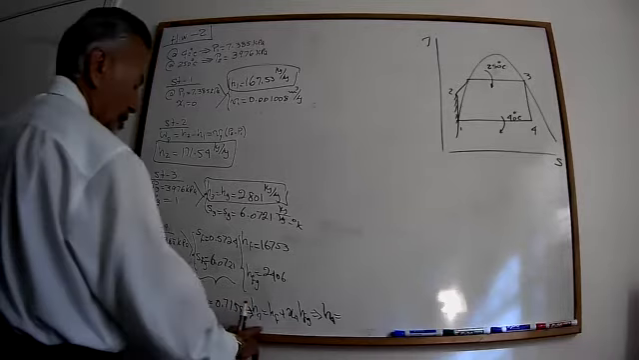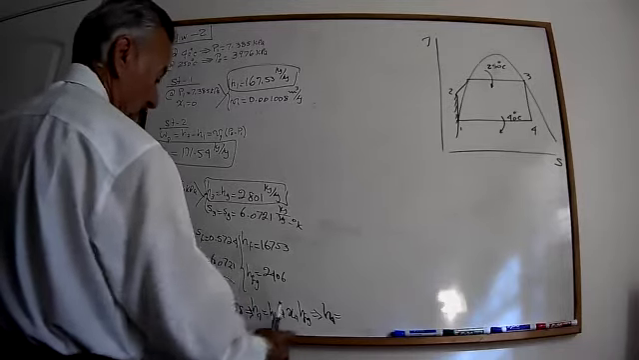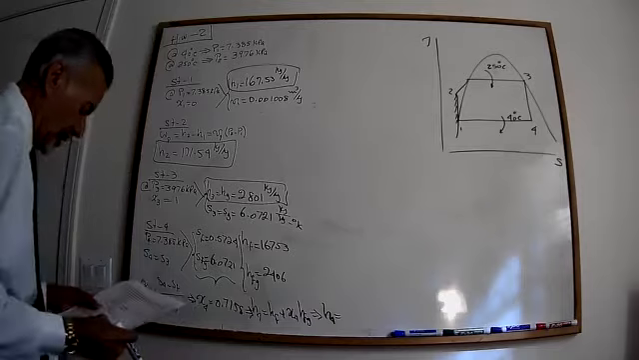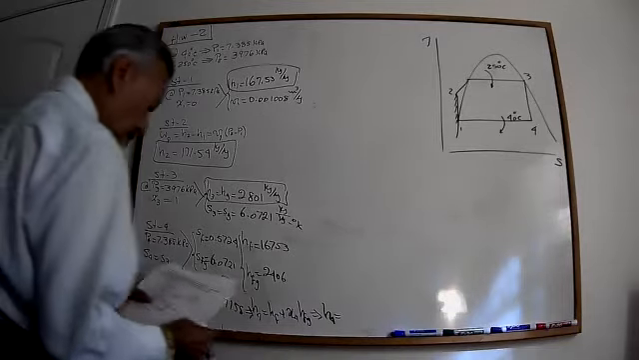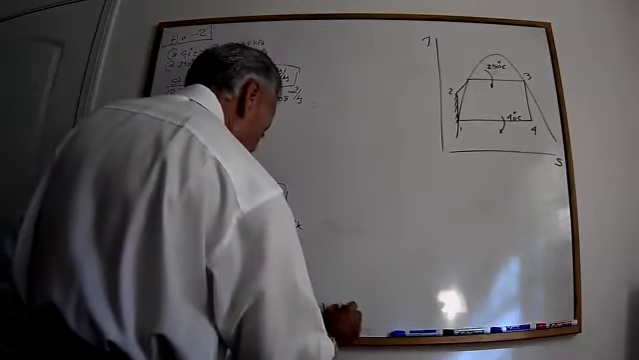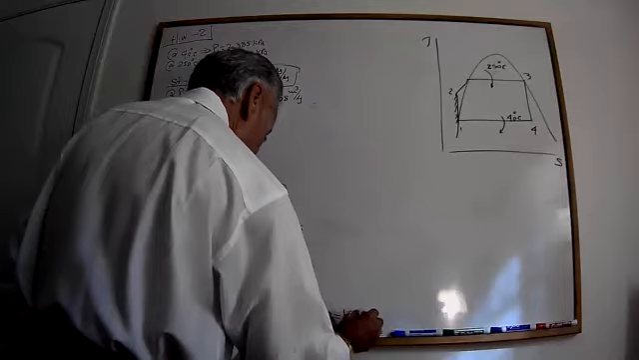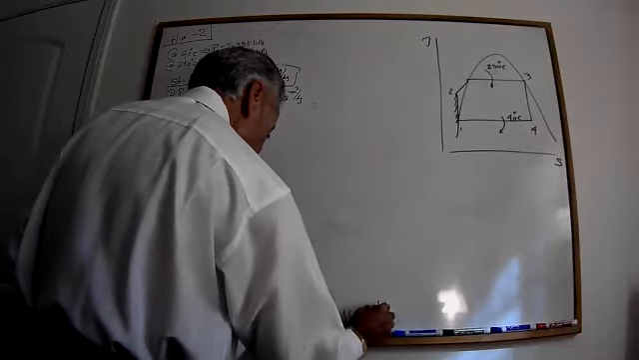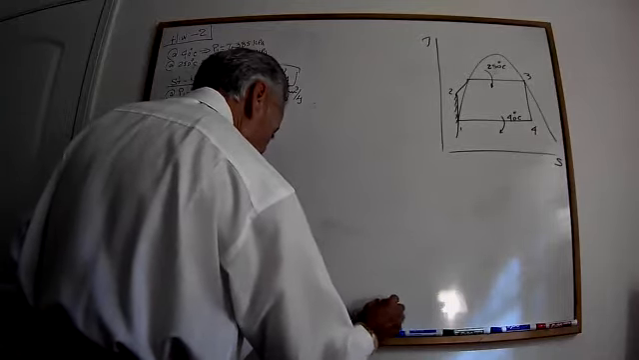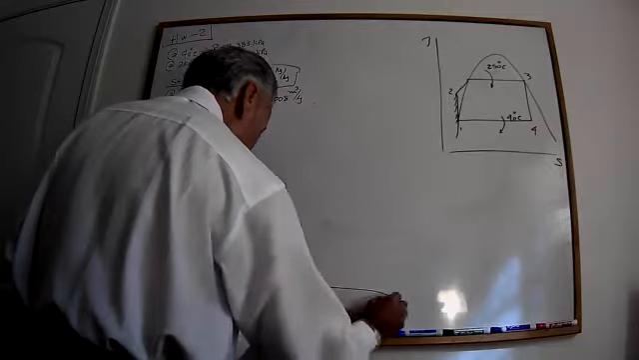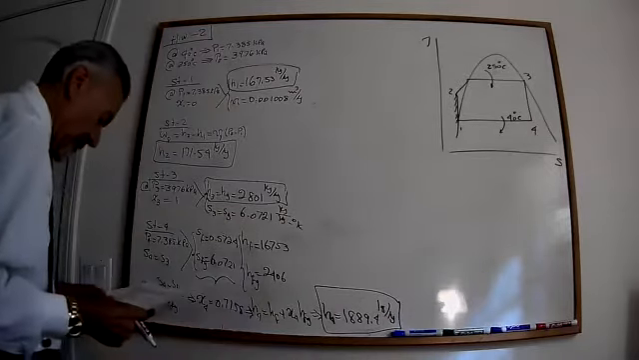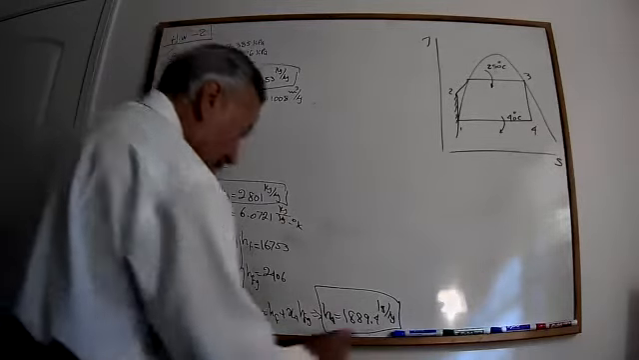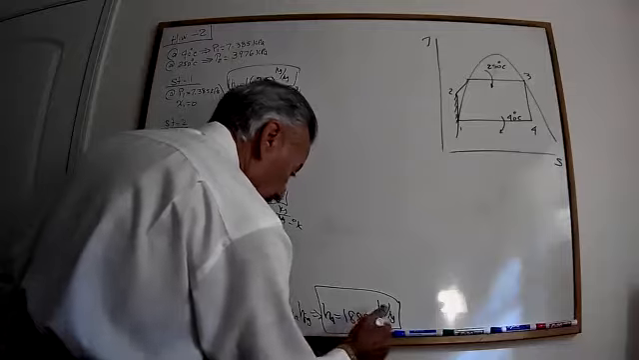Then to this equation, H4 is H of F plus X4 times H of FG. You find the value of H4 to be 1889.4 kilojoule per kilogram. So that's our final H value. I'm sorry, this is 0.8.